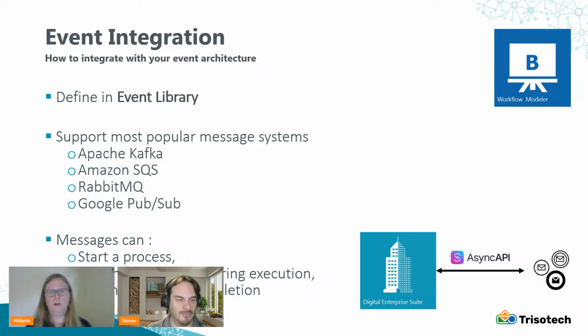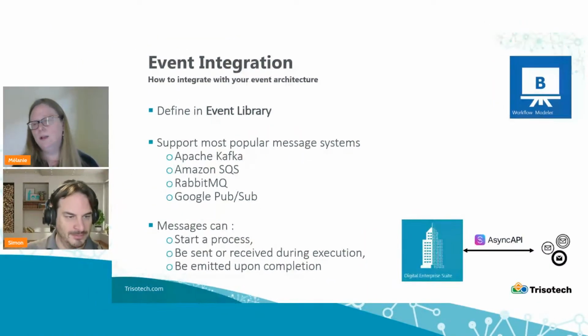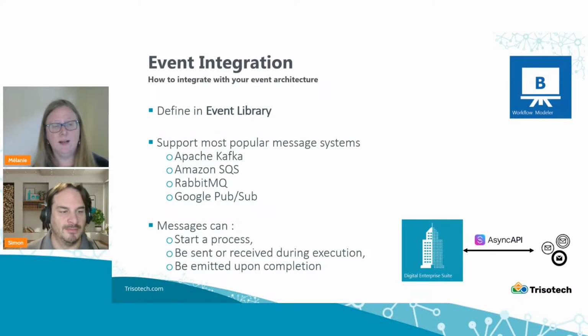We support our most popular message systems, so Apache Kafka, Amazon SQS, RabbitMQ, Google PubSub, and we try to keep up with what's coming in to adapt to our customer needs. And also the derivatives of Kafka, for instance, Azure uses a derivative of Kafka, so it also works well with our suite, no problem. Yeah, thanks for that precision, Simon. Of course, there are starting to be a lot more of those, now that it's getting more popular.